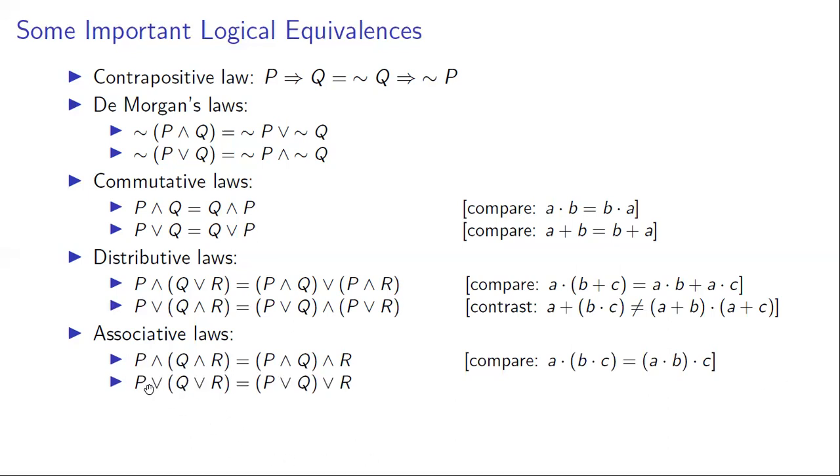And we have the same thing for or. P or (Q or R) is logically equivalent to (P or Q) or R. And again, compare this to A plus (B plus C) is equal to (A plus B) plus C. And remember, all of these logical laws can be proven with truth tables.